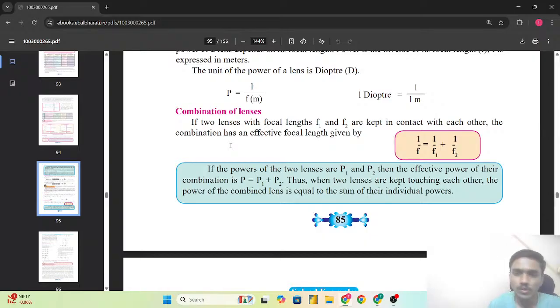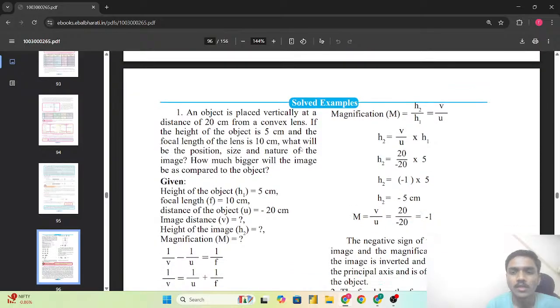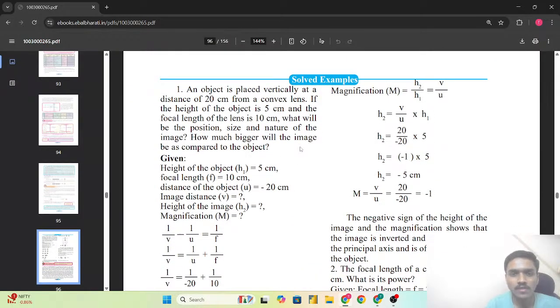It is simple. We can write the power P1 equals 1 upon f1 plus P2 equals 1 upon f2, as per this formula, that is power equals 1 upon focal length. So when the two lenses are kept touching each other, the power of the combined lens is equal to the sum of their individual powers. Here we have given solved examples.